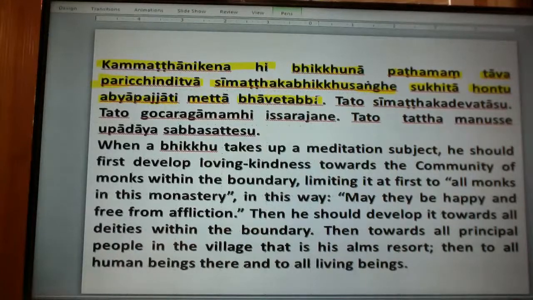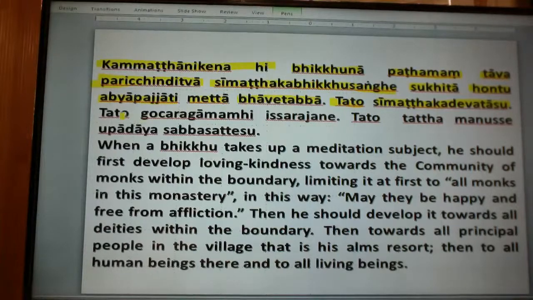So with the boundary first, the Simataka Sangha in the meeting hall, and then you can enlarge it however you want: the village, the city, the country, the whole world, the whole universe. You can increase it. Bhavitaba means should be increased like this. Then Simataka Devata, the celestial beings also gathering. So these celestial beings also be happy and free from danger.